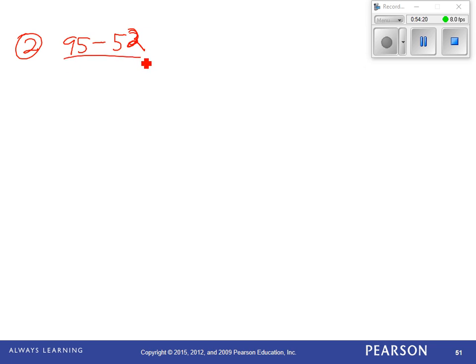How many classes did we say? 6. So 95 minus 52 divided by 6. 7.16. So we're gonna round that up to 8. So that's our class width, 8.